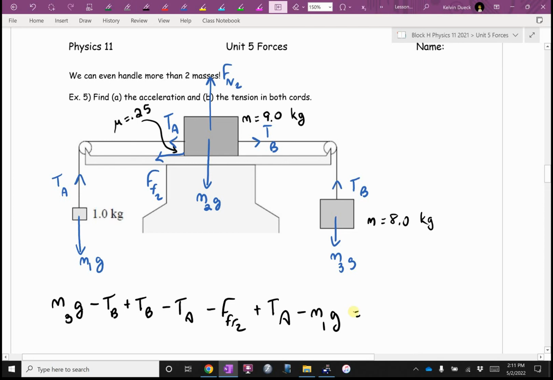And for the 4 of you that were away on Friday, here is the tweak. It's no longer just ma. Instead, Sadie, do I have forces from more than one mass on the left? Say yes. Then I have to have more than one mass on the right. It's going to be M total times a. That's the tweak.